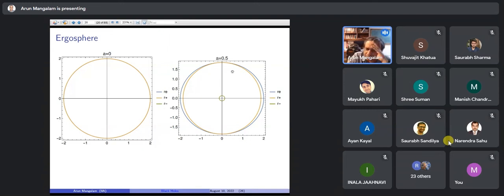But the moment I change the spin to 0.5, I find that the R plus goes in. The R minus is a smaller one that's inside the horizon. That is, R plus is the effective horizon, and then this E is the region where you have the ergosphere, which is in between the blue curve and the orange curve. I cannot remain stationary, right? So the moment I enter the blue curve, I have to fall in.